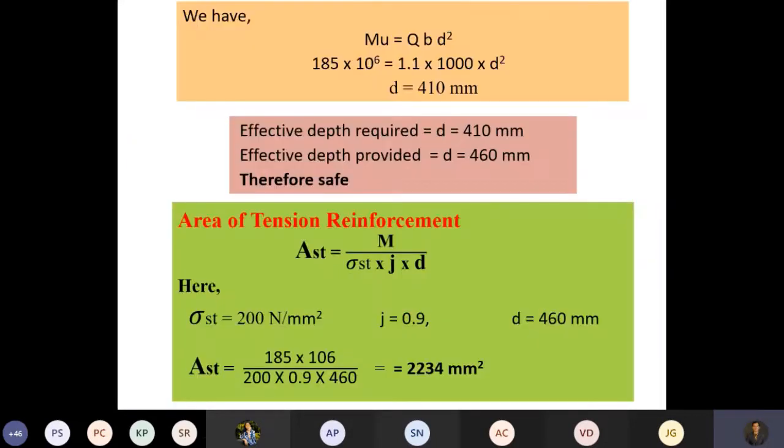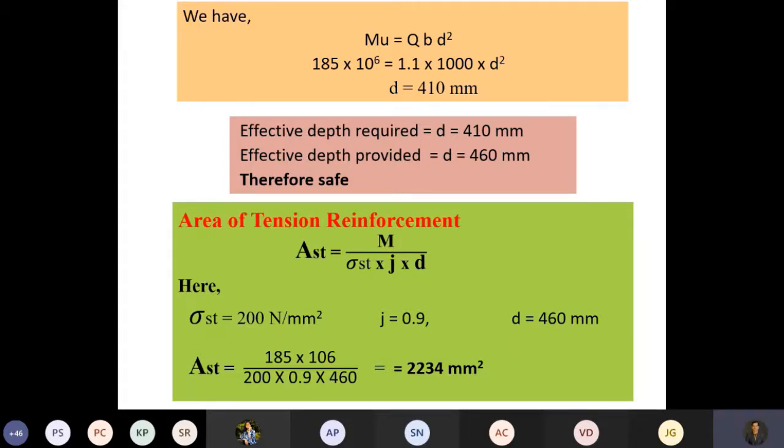Next, we have MU equal to QBD square. MU we have just calculated as 185 kilonewton meter. Q is 1.1, the permissible stresses or design constants we have calculated already. B is 1000, as we consider a 1000 mm strip. From this we get small d as 410 mm. So the effective depth required is 410 mm, and the effective depth provided is 460 mm. Therefore, the design is safe with respect to depth.